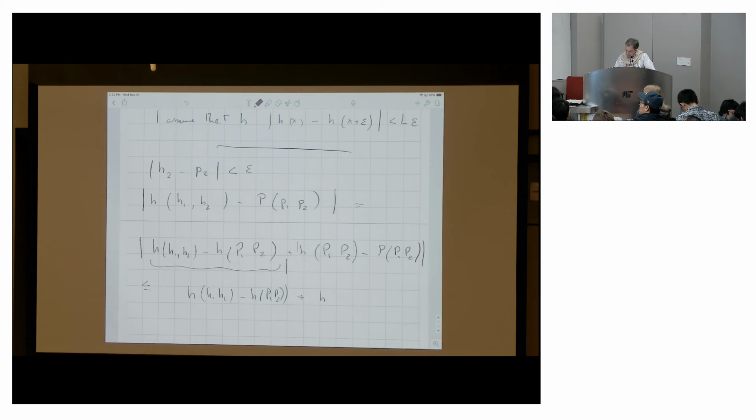But this I know, that h, the arguments are the same. I know that h can approximate p within epsilon, so this term will give epsilon. And I know that this first term will also be in the order of epsilon because of Lipschitz. Because p1 will be close to h1 and p2 will be close to h2. So the arguments will be close to each other. And so this whole thing will be in the order of epsilon.